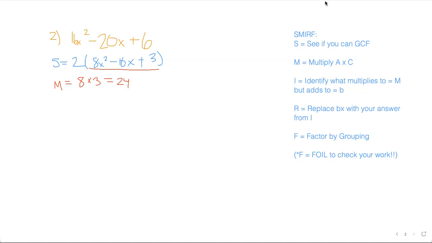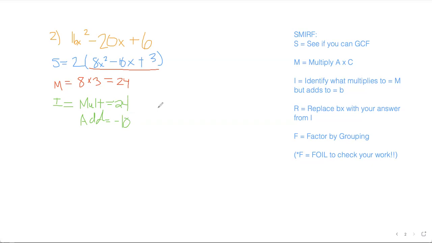All right, step I is to identify what multiplies to be M. So I need 2 numbers that multiply to equal 24, because that's my M, but they're going to add to be B, which is negative 10. Okay, so it's going to be add to be negative 10. Okay, so this is a little tricky because how am I supposed to get 2 numbers to multiply to be positive, but then they add to be negative?